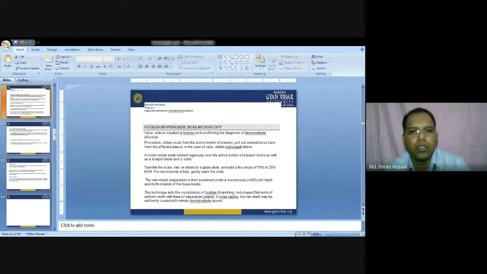Tinea capitis, tinea faciei, tinea barbae. Tinea capitis can either be inflammatory or non-inflammatory depending on the causative microorganism. Inflammatory tinea capitis can present with pus, lumps, or scales that may leave a localized area of scarring and permanent hair loss. Right?